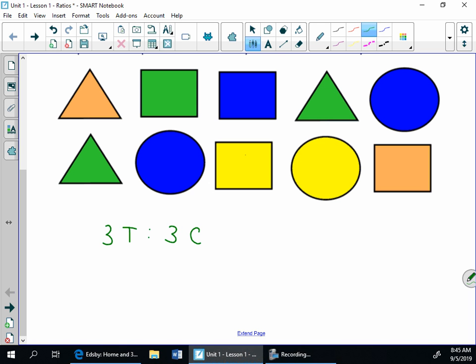We could say we have 2 yellow shapes to 3 blue shapes. We could say we have 1 yellow circle to, what do we have? 2, 4, 6, 8, 10, 9 other shapes. Okay? Just different ways of comparing things and using different identifiers to come up with different ratios. It could be the shape, it could be the color, it could be a combination of those things. Lots of different ways of comparing things. Remember, a ratio is just a comparison.